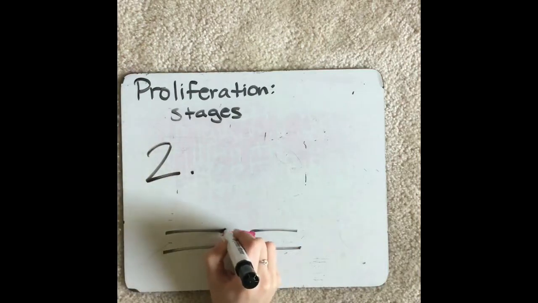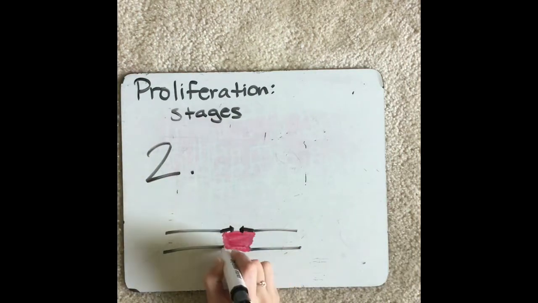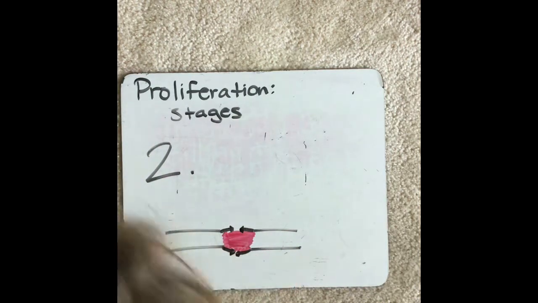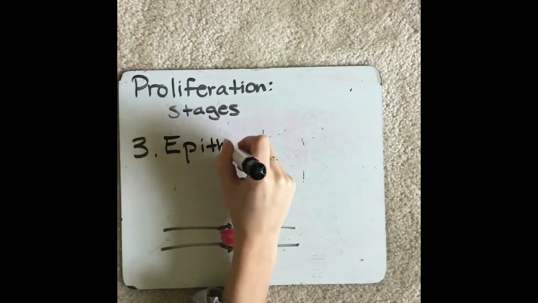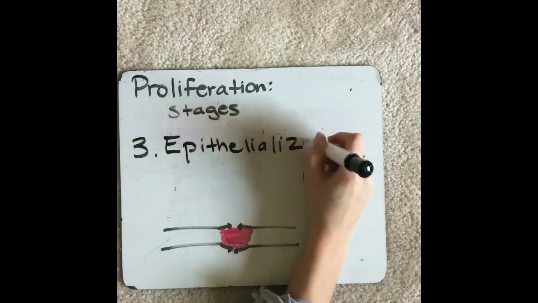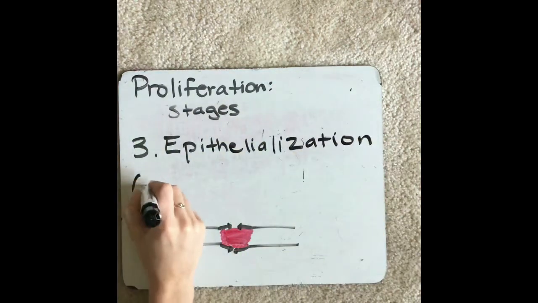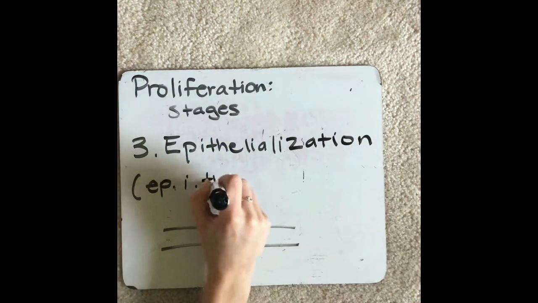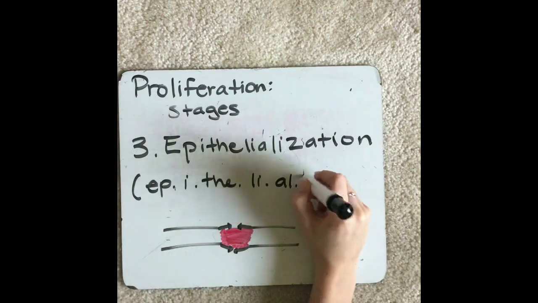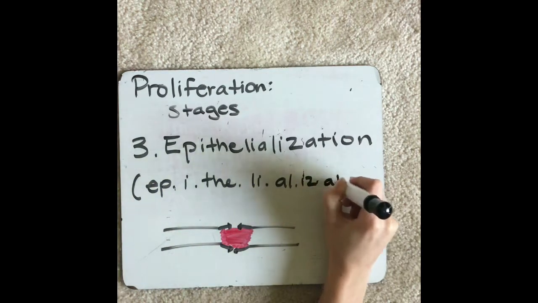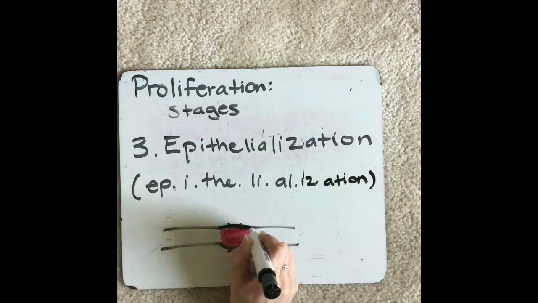Then the skin around the wound contracts and pulls toward the center of the wound. Finally, the wound is covered through a process called epithelialization. Basically, the epithelial cells rise from the wound bed and move across the wound bed until it is covered.